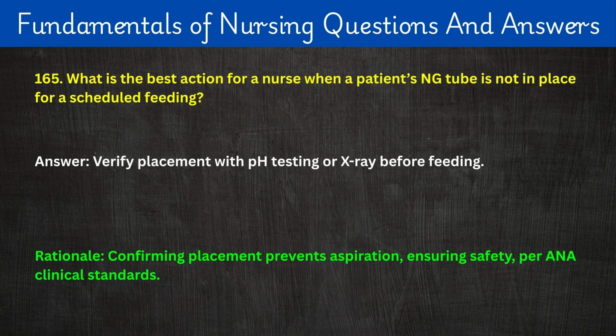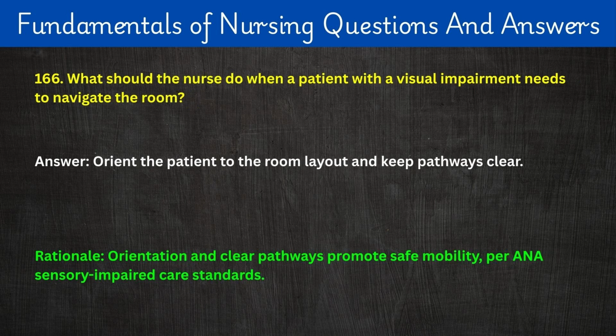165. What is the best action for a nurse when a patient's NG tube is not in place for a scheduled feeding? Answer. Verify placement with pH testing or X-ray before feeding. Rationale. Confirming placement prevents aspiration, ensuring safety, per ANA clinical standards.